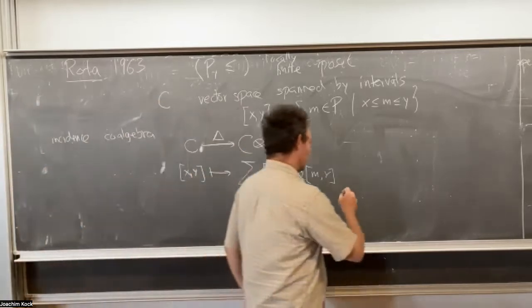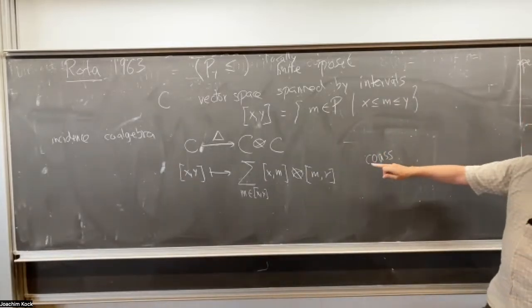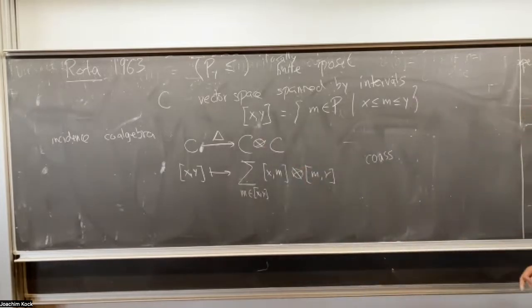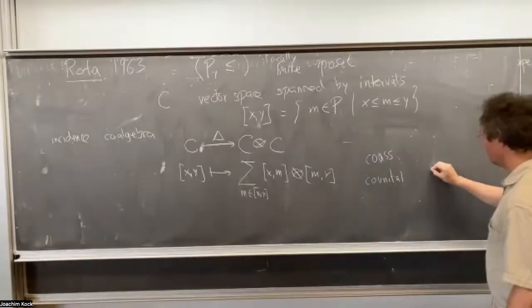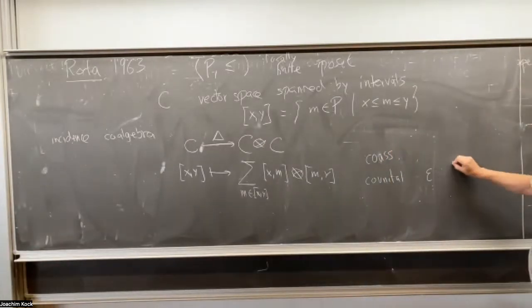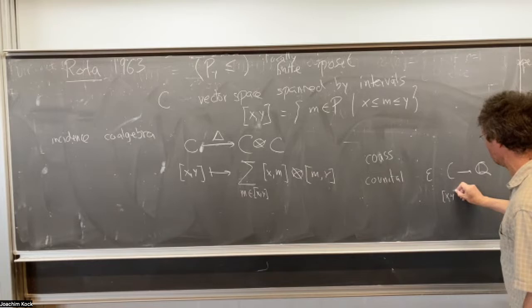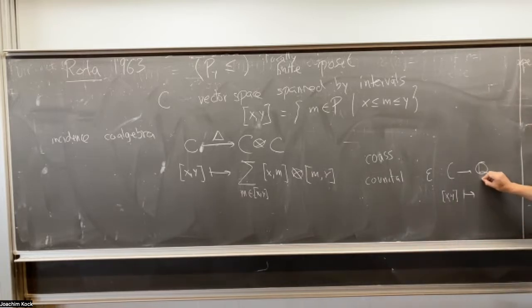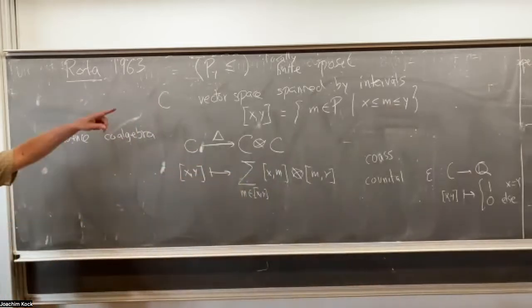There's also, so this is co-associative, which when you write it out is just the dual notion to being an associative algebra. It's also co-unital, and the co-unit is epsilon. Here I take the ground field to be Q, it doesn't really matter, but this is the function that sends an interval to 1 if it's a trivial interval and 0 else. So this is the incidence coalgebra of locally finite posets.